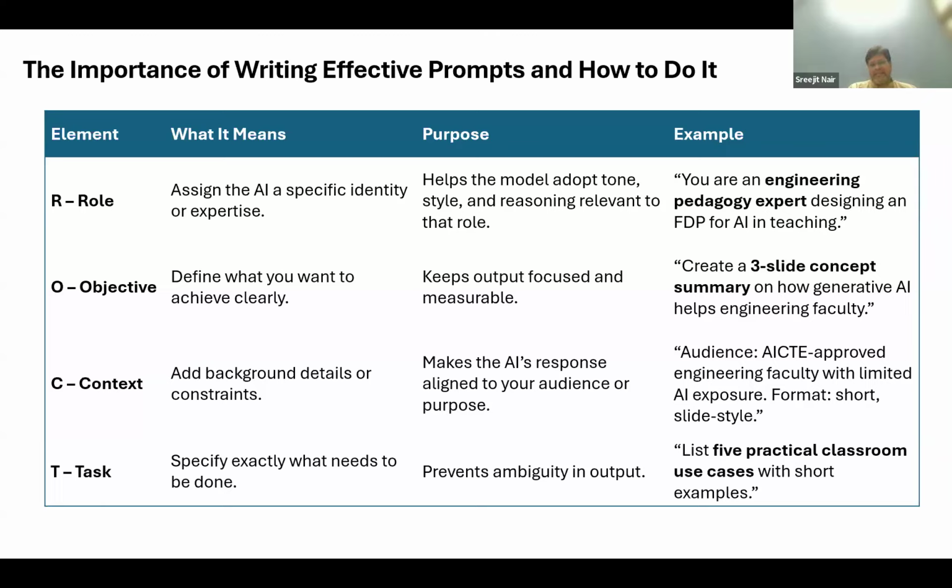Then comes the task. Task is to specify exactly what needs to be done, preventing ambiguity in output, for example, list five practical classroom use cases with short examples. This is one of the formats that I normally use. A simpler format can be role, context, and task. This is the role, this is the context, and this is the task. The more complex the content is, defining the objective will also help.